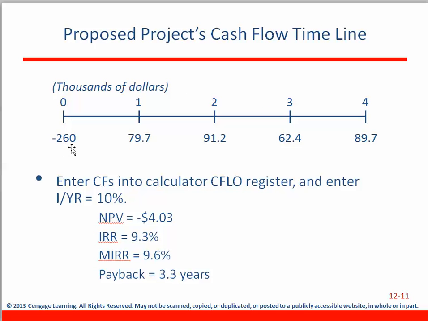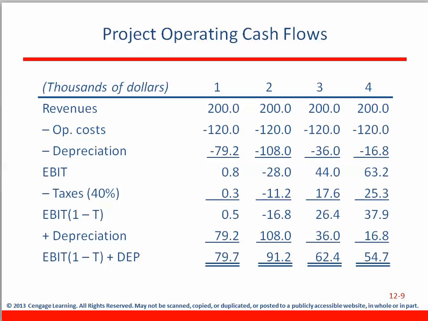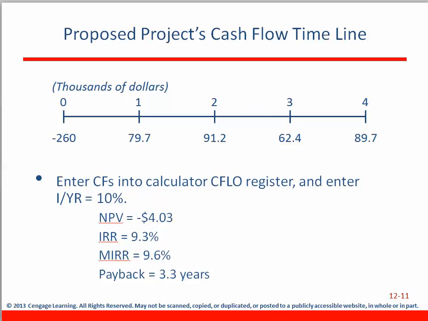So this was our negative 260 at time 0, and then these were the operating cash flows that we calculated. And then this is the operating cash flow in time 4 plus the 35, so 54.7 plus 35 is equal to 89.7. Okay? And so this is the hard part right here. The next part is nothing. So we've put all the cash flows where they belong on the timeline, and then we just enter them into the calculator or into Excel.